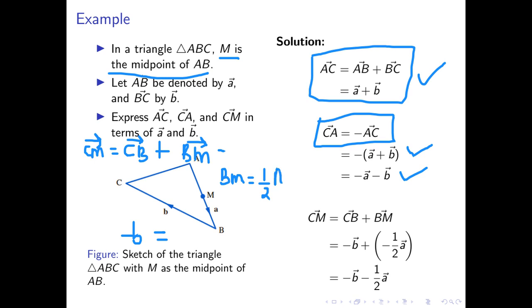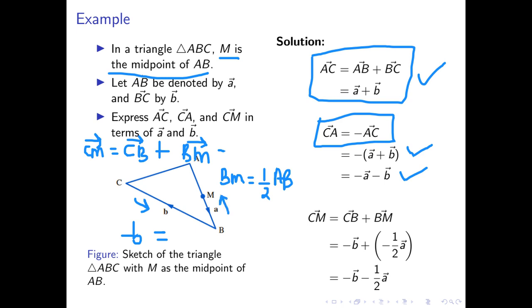Because the question says M is the half point or the midpoint of vector AB. Since that is clarified now, we're going to look at the direction. If it goes in the same direction as vector AB, we would not make it negative. But because we want to obtain CM, and CM goes in the negative direction of vector B, and also goes in the negative direction of vector A.